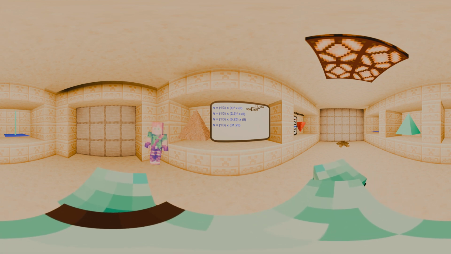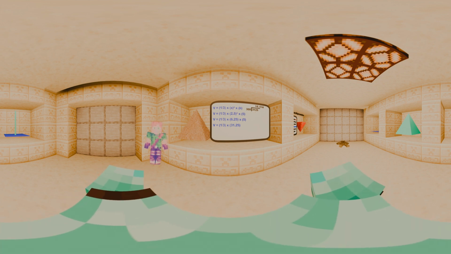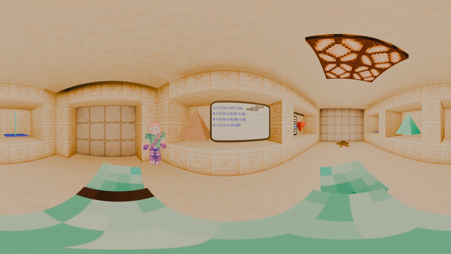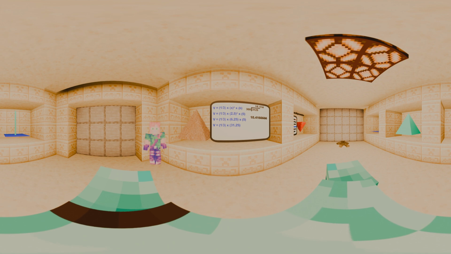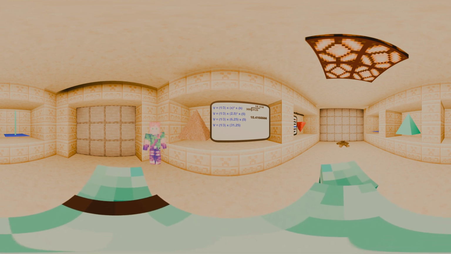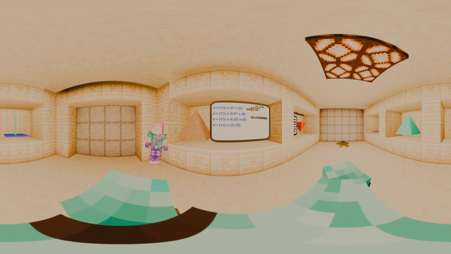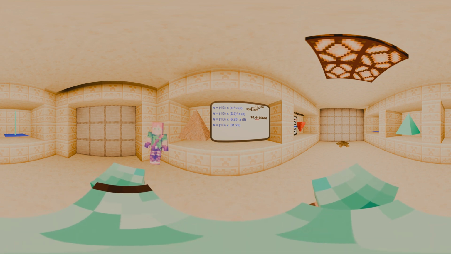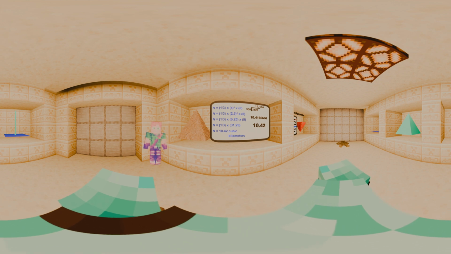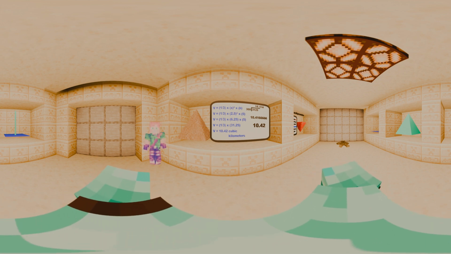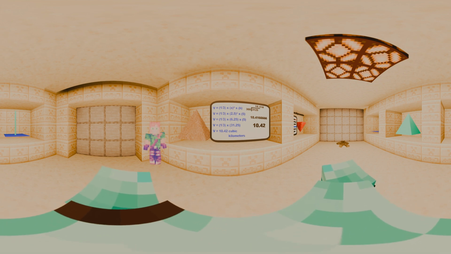You can see that the answer is a repeating decimal. It repeats the number 6. It becomes 10.4166666. Let's just round off to 2 decimal points. It becomes 10.42. So the volume of this pyramid is 10.42 cubic kilometers.